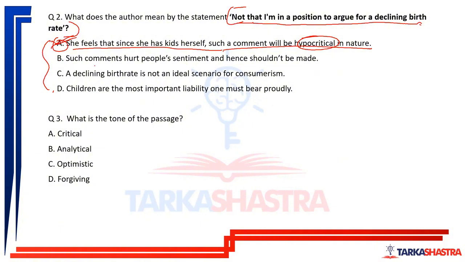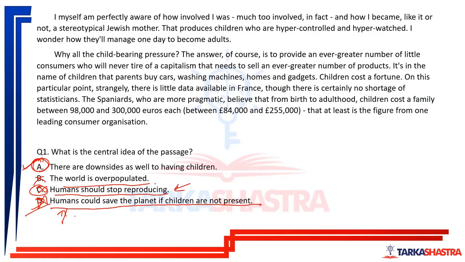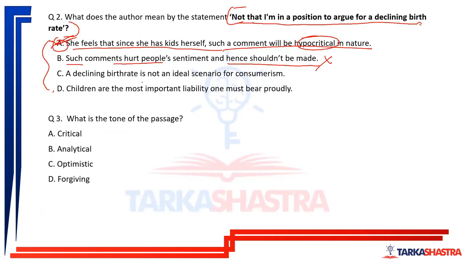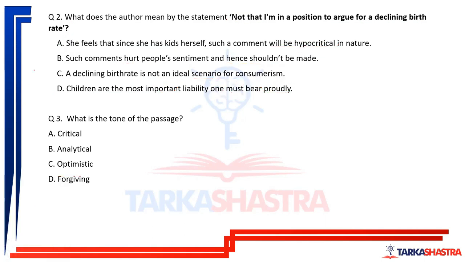Let's go through the other options. Even so, such comments hurt people's sentiment and hence should not be made. This is not the idea here, because if we read through this bit, we can find that she does not mean that. A declining birth rate is not an ideal scenario for consumerism. This is right, but this is not the idea behind this particular statement. Children are the most important liability one must bear proudly. She is saying that though we behave like this, it is not absolutely important to have children. So there is no sentiment of bearing proudly. So even D is not the correct answer. So the correct answer here should be A.